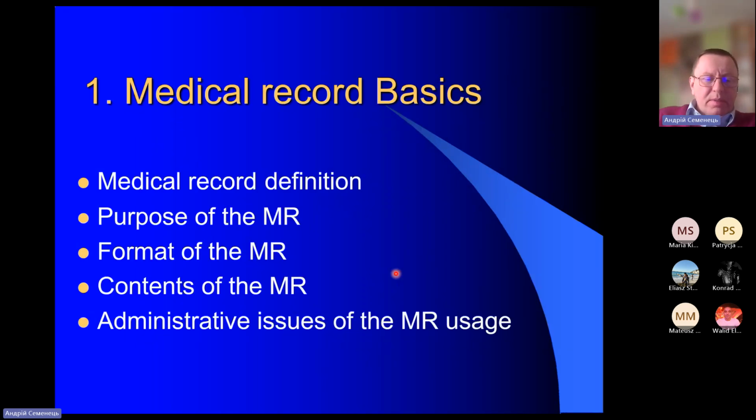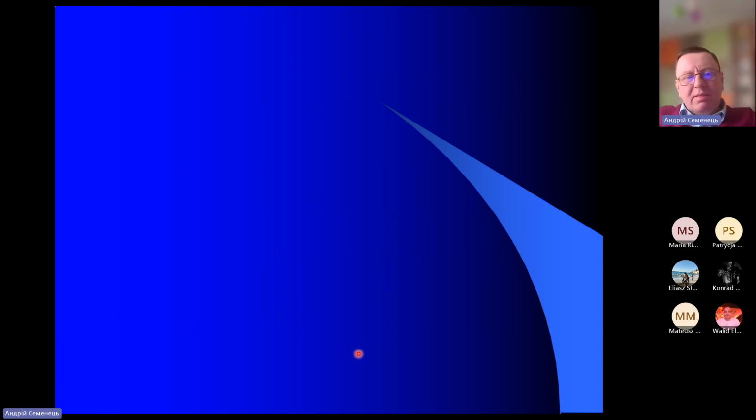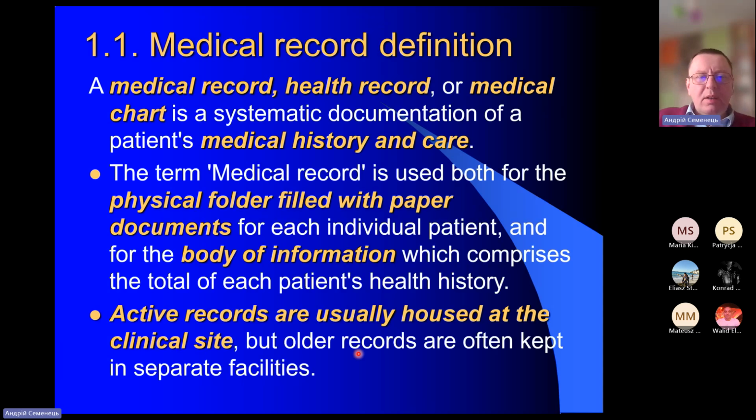So: definition, purpose, format, content, and administrative use of EMR. These are things you may already be familiar with or will study very soon in a few departments in our university, but still we will touch on this point right now.